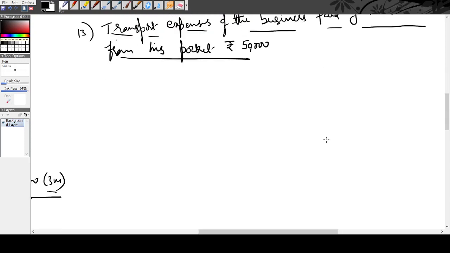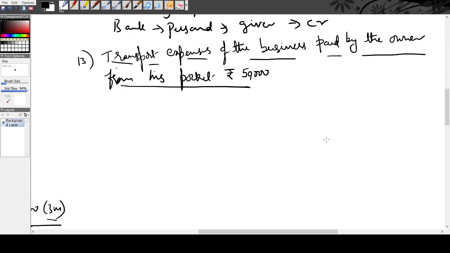The next transaction before us: transport expenses of the business paid by the owner from his pocket. So now some transport expenses of the business, expense incurred for transporting raw material, the expenditure incurred by the business has been paid by the owner from his pocket. It's not being paid out of the cash of the business or the bank account of the business, but out of the pocket of the owner. Owner is paying this. So how do you record?